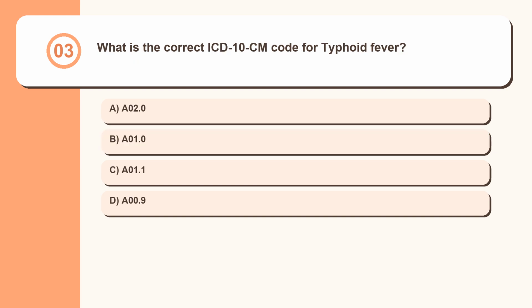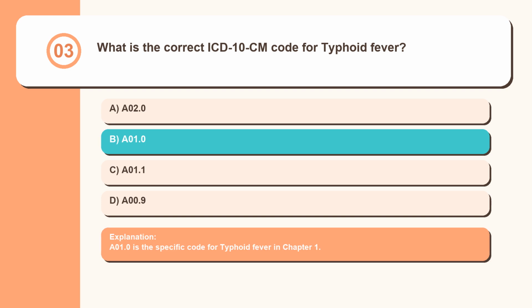Question 3. What is the correct ICD-10-CM code for typhoid fever? A02.0, A01.0, A01.1, A00.9. A01.0 is the specific code for typhoid fever in Chapter 1.